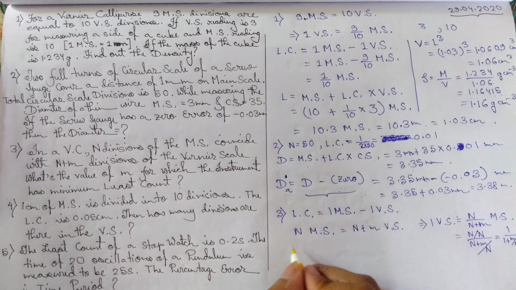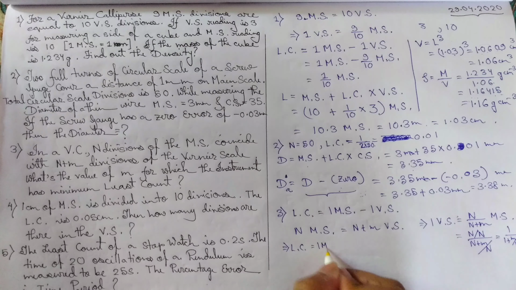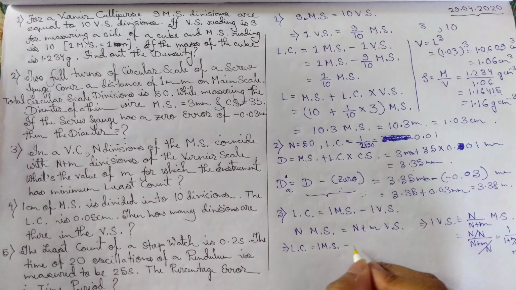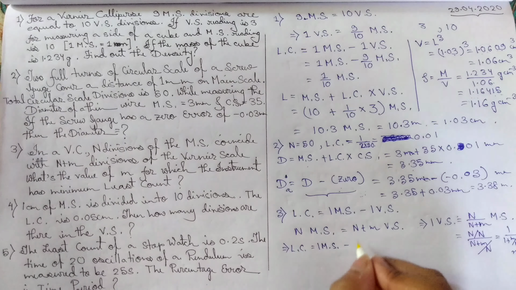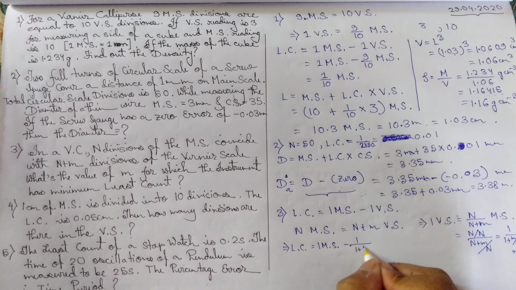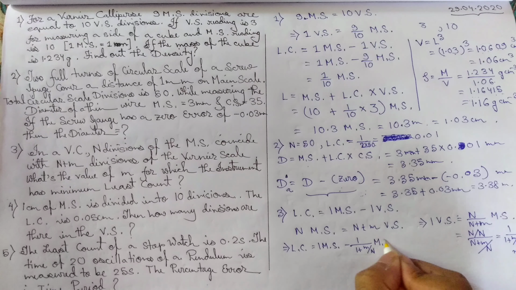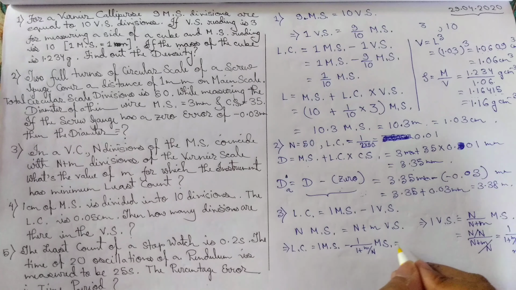So what will be the least count? The least count is equal to 1 MS minus 1 VS. 1 VS equals 1 by 1 plus m by n MS. So it will be 1 minus 1 by 1 plus m by n, times MS.